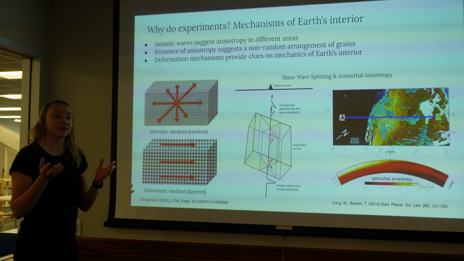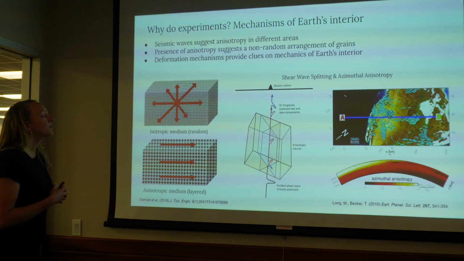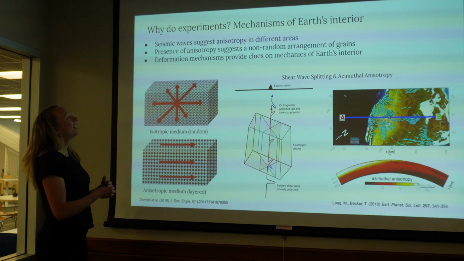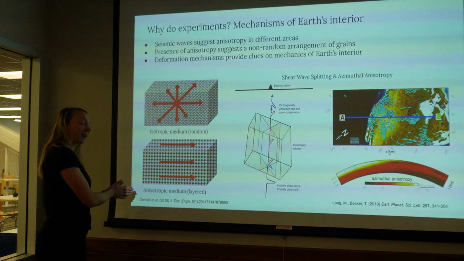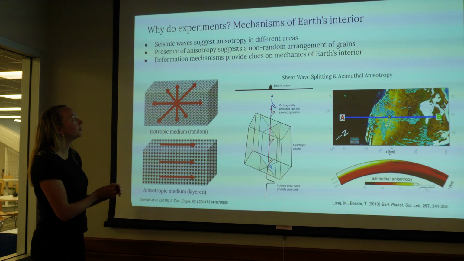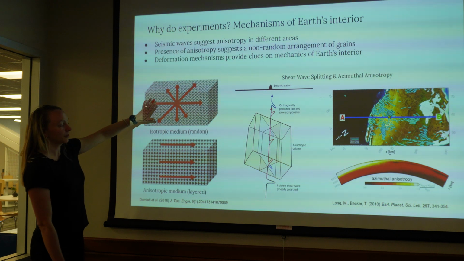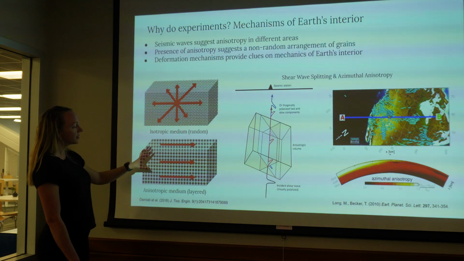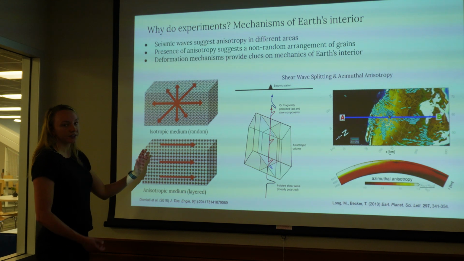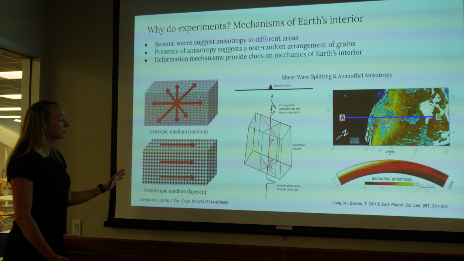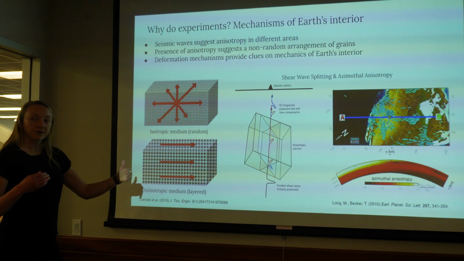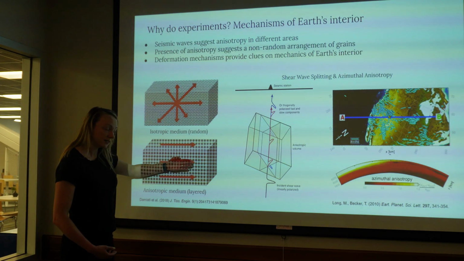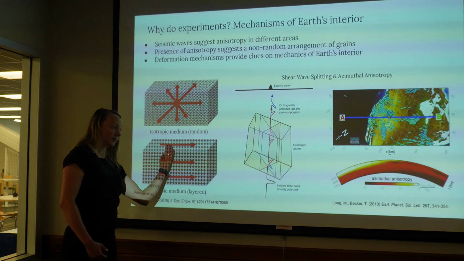And what is anisotropy? Anisotropy is in contrast to isotropy, and it suggests an anisotropic medium. In an isotropic medium, you can observe a phenomenon equally in all directions, but when you send a signal, such as a seismic wave, through an anisotropic medium, it will look different in different directions. So it may travel faster along this axis than it would along this axis, for example.